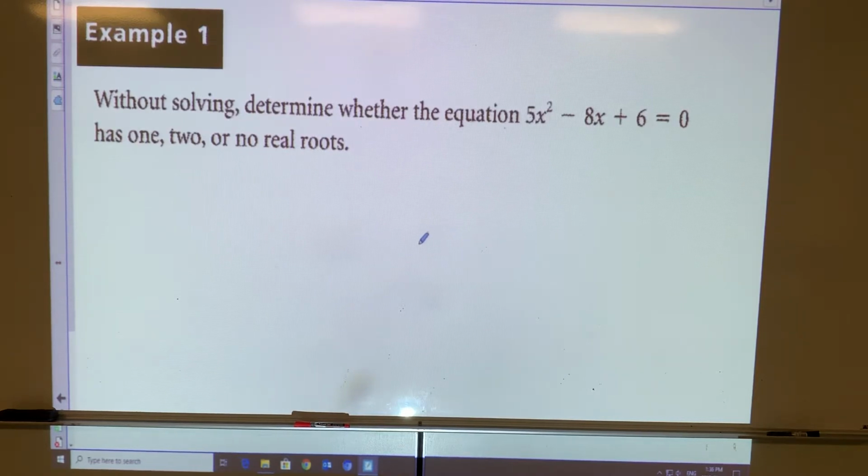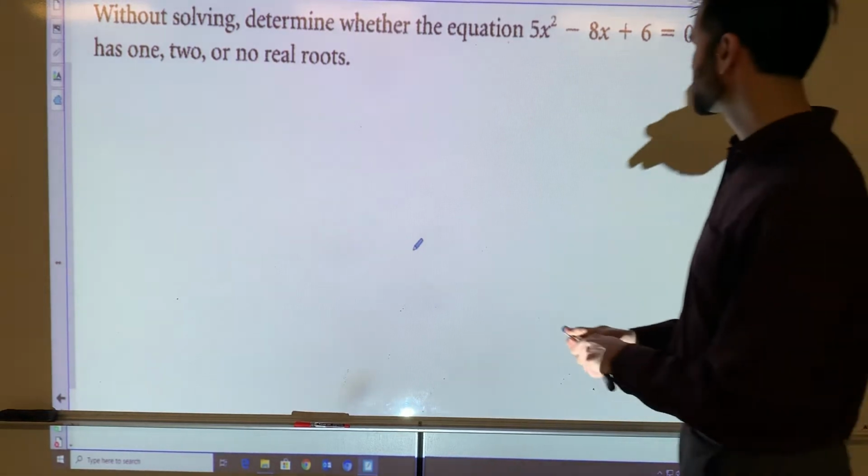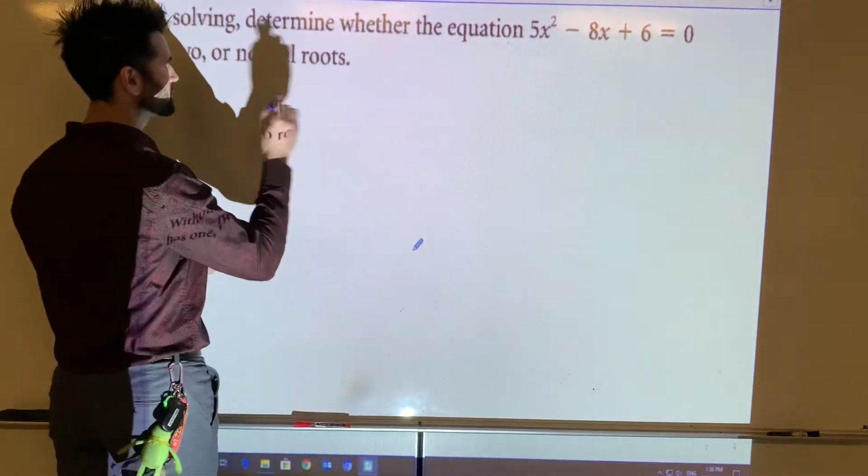So here we go. It says without solving, determine whether the equation has 1, 2, or no real roots. So this is a question where you're going to examine the discriminant.